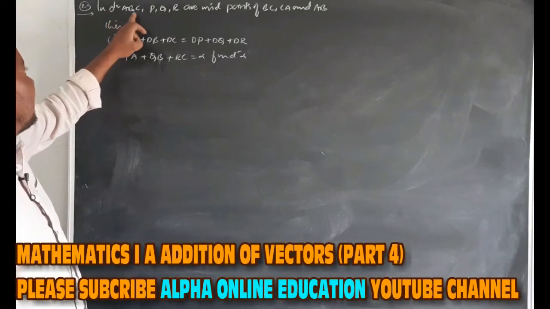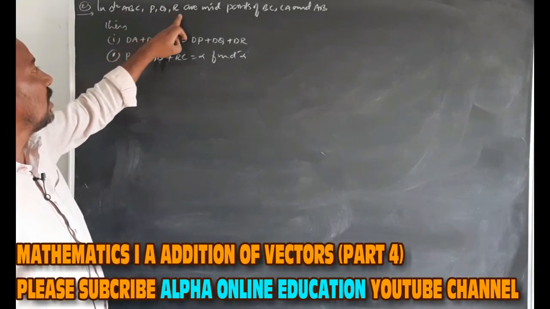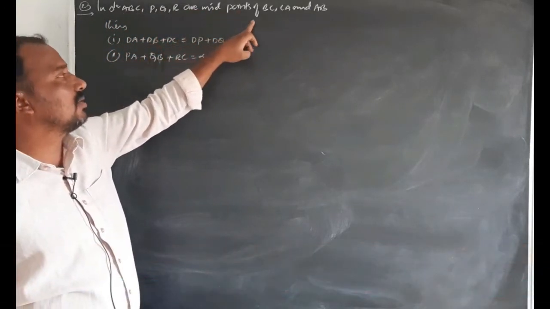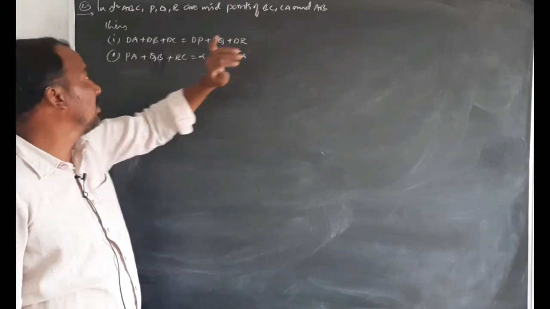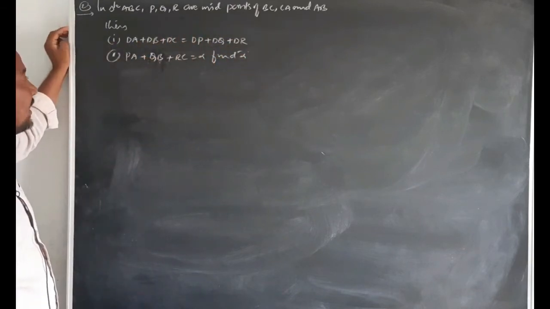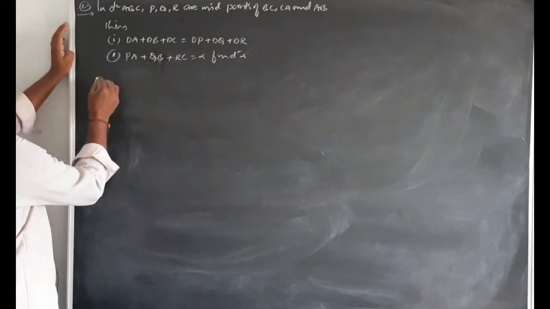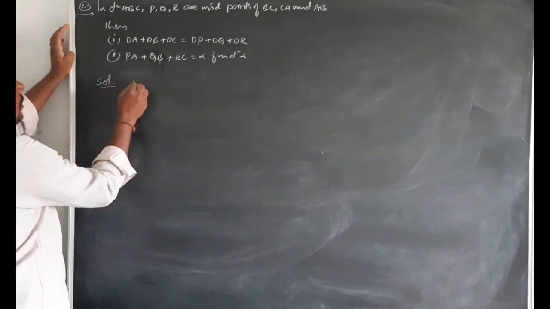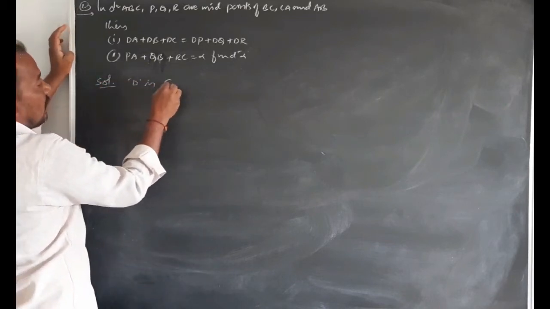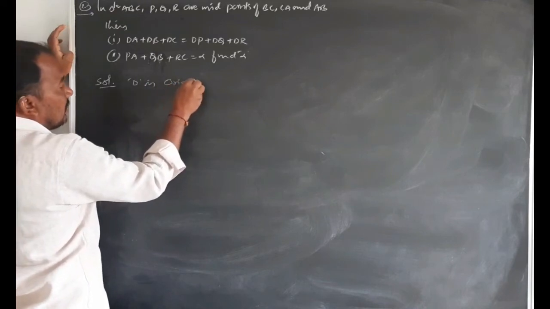In a triangle ABC, P, Q, R are midpoints of BC, CA and AB. Then express DA plus DB plus DC equals DP plus DQ plus DR. PA plus QB plus RC equals alpha. Find alpha. Here D is any point. Let D be the origin.